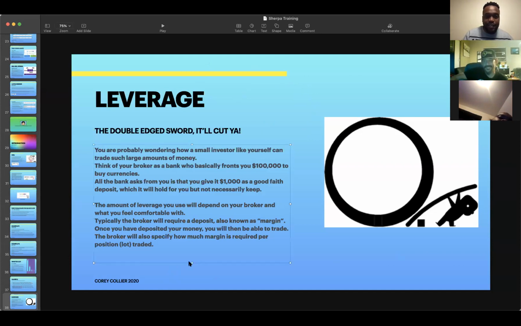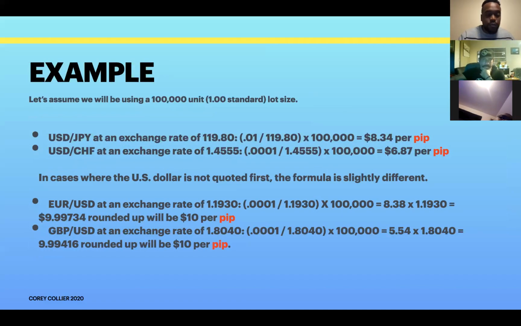Let me go back to my slide. Play. Boom. All right. So going back to you, saying that, what lot size are you using? Are you using a full standard or are you using a mini? I usually do maybe like a 0.05, or I might do a 0.1. Okay. So in this example right here, for you to get $8.34, you're going to have to use a full standard of 1.00. Oh, gotcha. Mm-hmm.